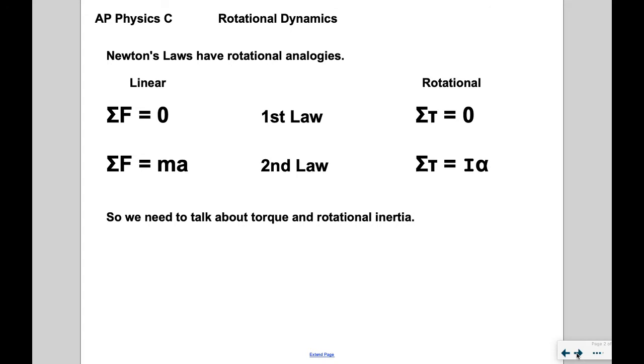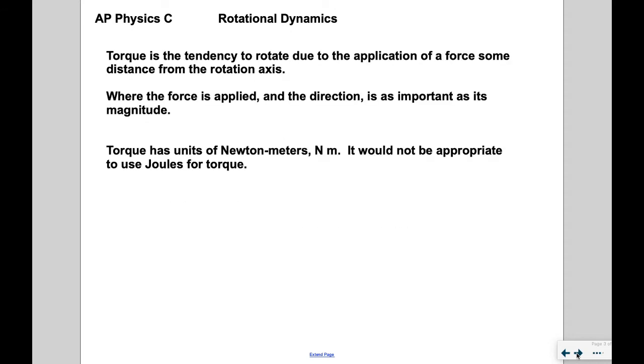Newton's first law says that the sum of the forces equals zero. For rotational motion, Newton's first law says the sum of the torque equals zero. More importantly, the second law: sigma F equals ma for linear motion, and for rotational motion, sigma torque equals I times alpha. So we're going to need to talk about torque and rotational inertia in this video.